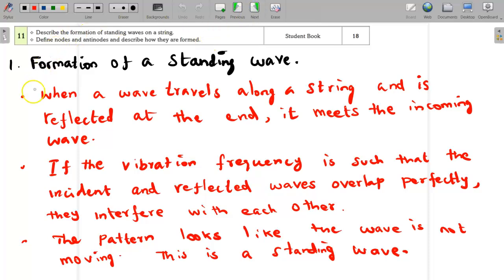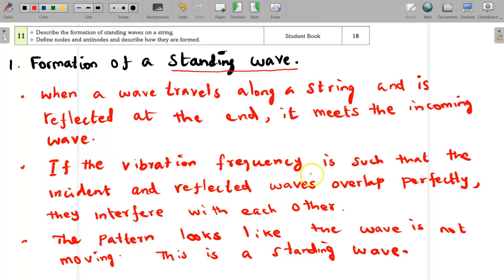Next question, formation of a standing wave. We are just describing it. You can pause and copy it down, and I can read it for you if you have any doubt with my handwriting. When a wave travels along a string and is reflected at the end, it meets the incoming wave.